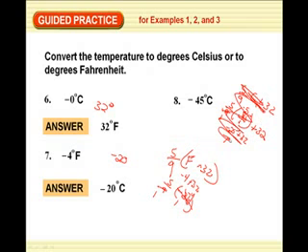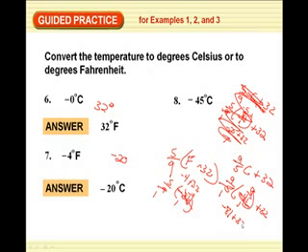Where's it at? Over here. It's supposed to be 9/5 C plus 32. 9/5 times negative 45 plus 32. Cancel, negative 5. No, negative 9. Negative 81 plus 32, subtract. Negative 49, that's what it was. So all I'm doing is using the formula. You guys can substitute them in just like I'm doing. If you have questions about the fractions, please ask.